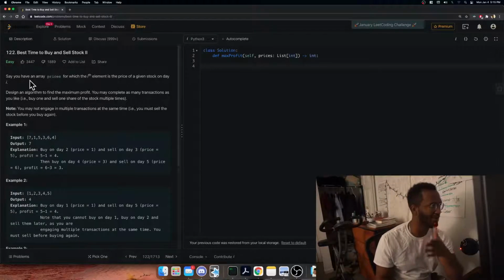So say you have an array of prices for which the ith element is the price of a given stock on day i. So we have an input here. Each index is a day, but the value at the index is the price for the stock that day. Design an algorithm to find the maximum profit.